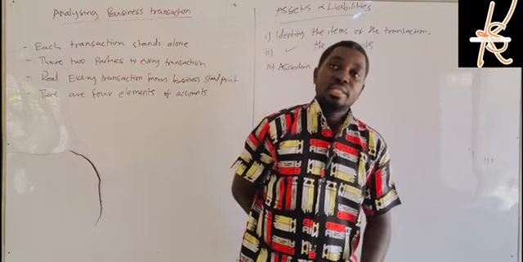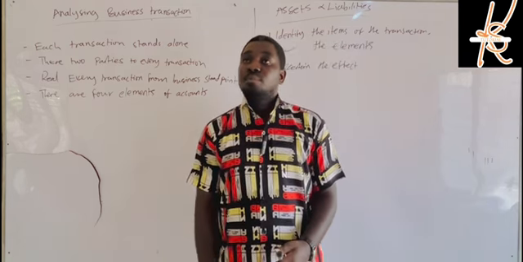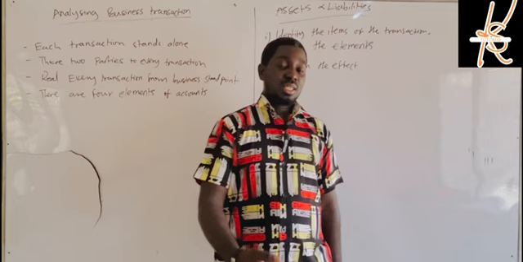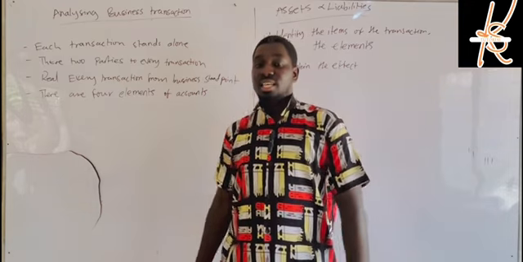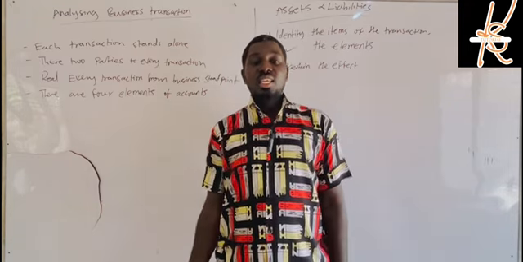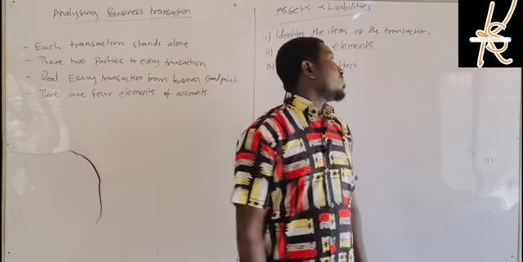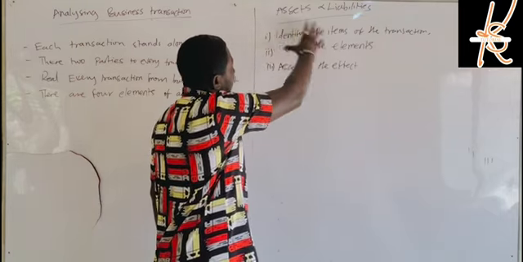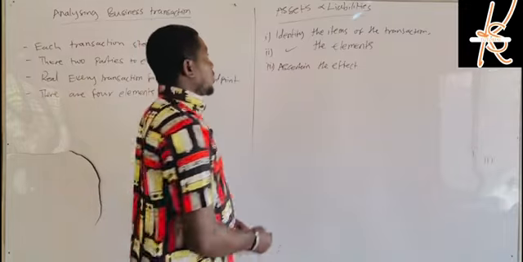So is the asset increasing? Is the liability increasing? Is the liability decreasing? Is the asset decreasing? Do we understand this one? So once we are able to identify these, we follow these three steps.